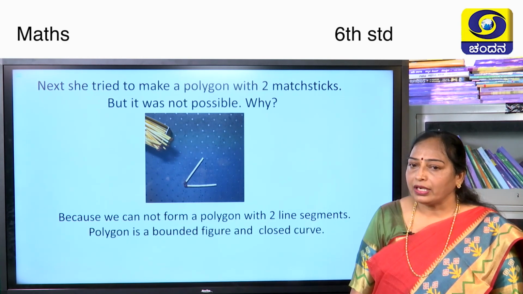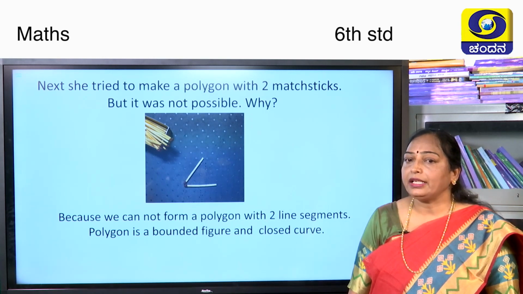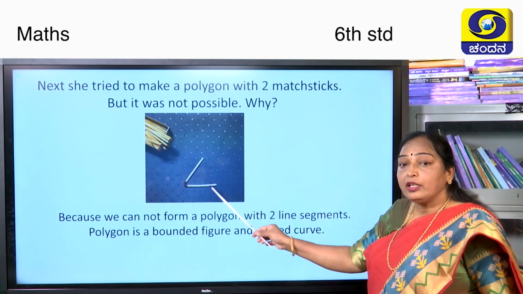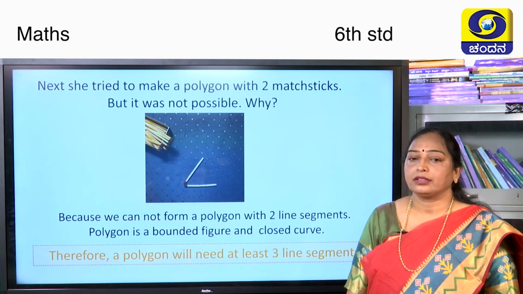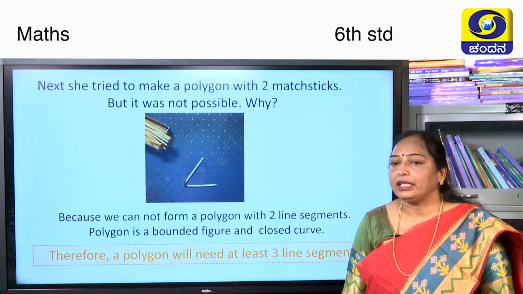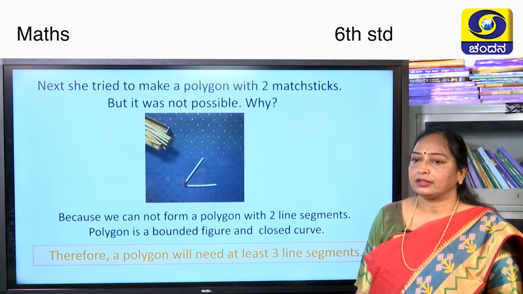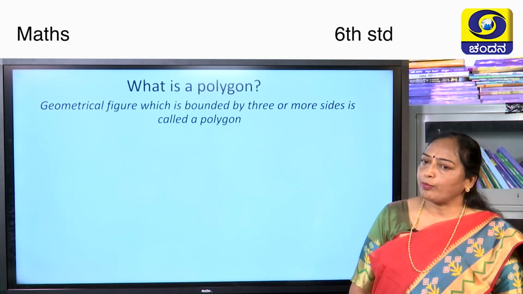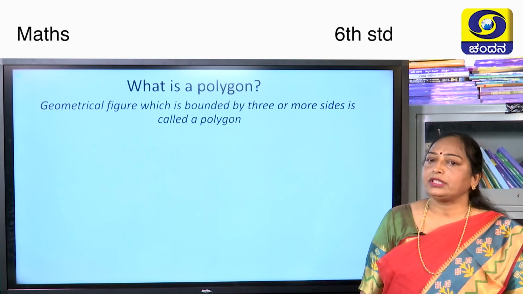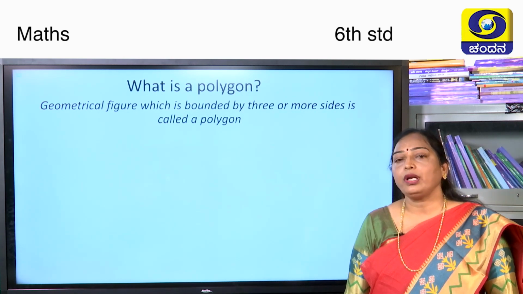A polygon is a bounded figure and a closed curve. That's why, at least, we need 3 line segments or 3 matchsticks. Therefore, a polygon will need at least 3 line segments. What is a polygon? The geometrical figure which is bounded by 3 or more sides is called a polygon.